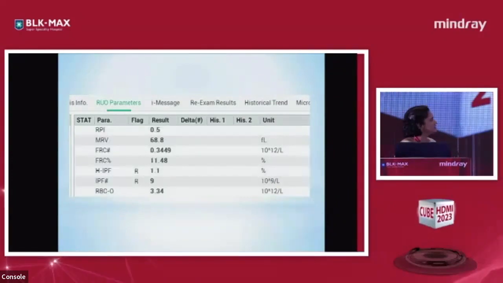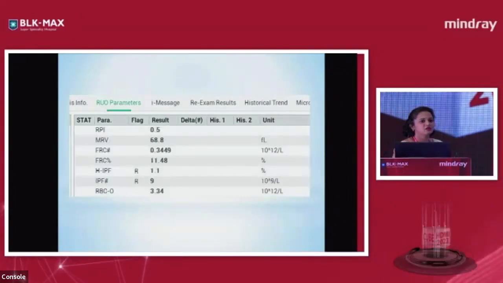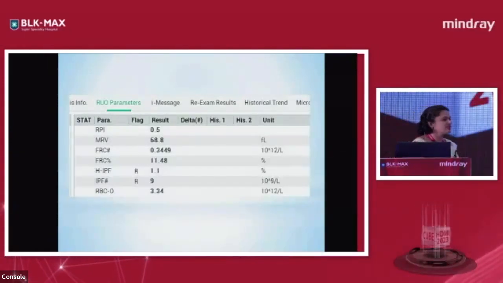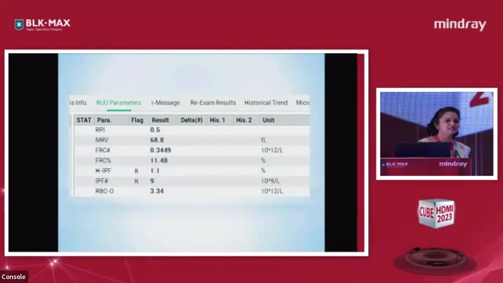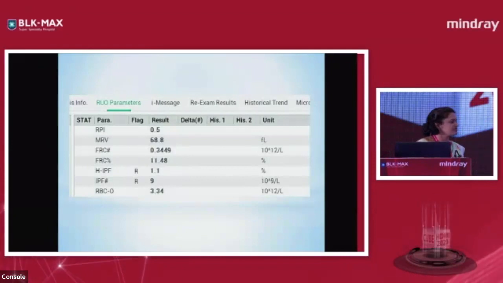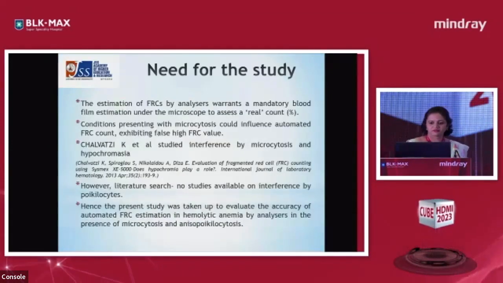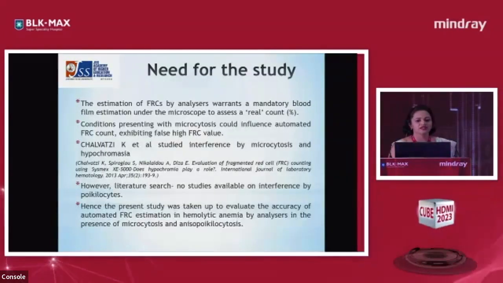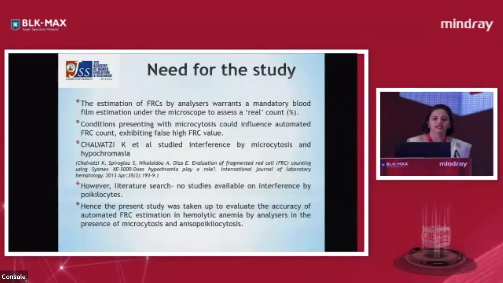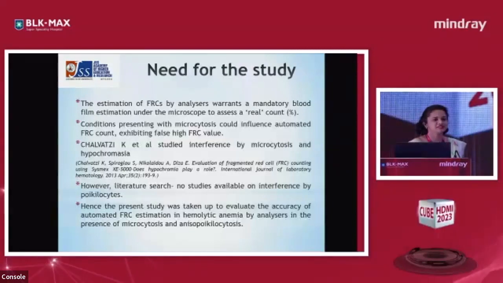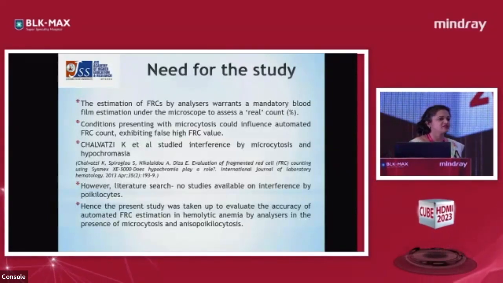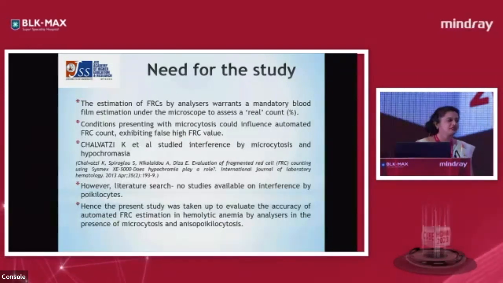So these are the values given by the RUO parameters, that is, research use only parameters by Mindray, which give the FRC, that is fragmented red cells, in absolutes as well as percentages. The estimation of FRCs by analyzers warrants a mandatory blood film analysis after the FRCs are flagged by the analyzer and the count is given, to assess the real count of the FRCs.